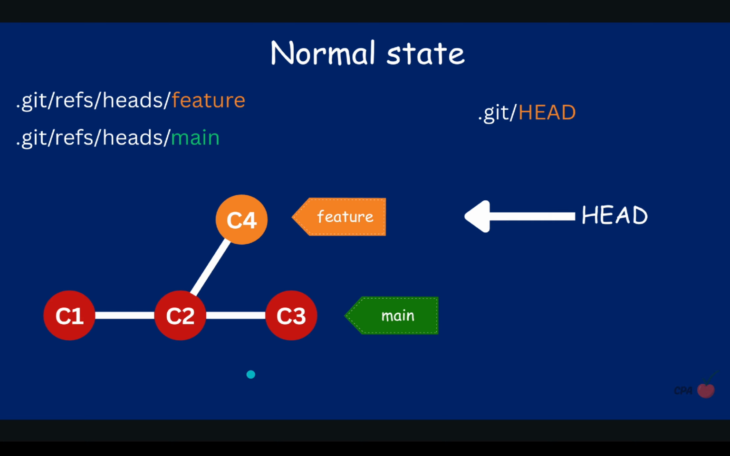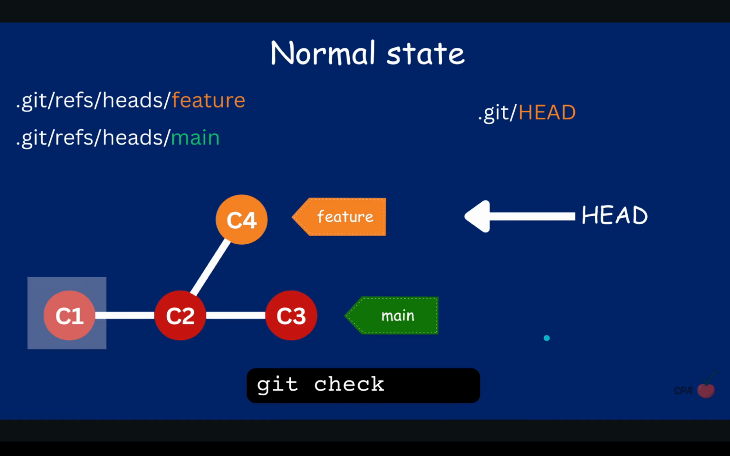Now, sometimes we want to check an older version of the project. Let's say we want to check how the project looked after we made commit 1. So in that case, we can check out this specific commit instead of switching or checking out branches. That's also possible in Git.